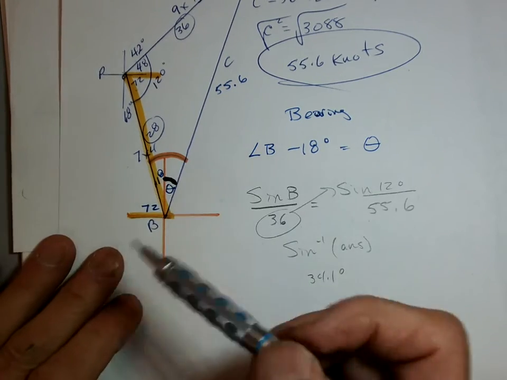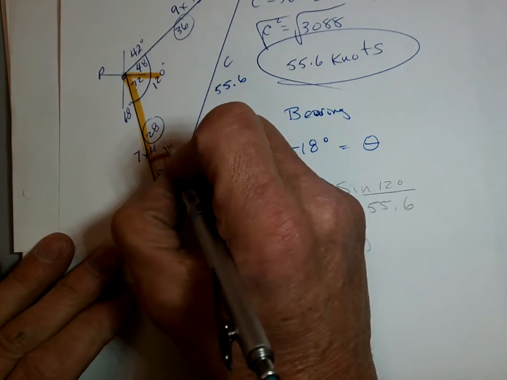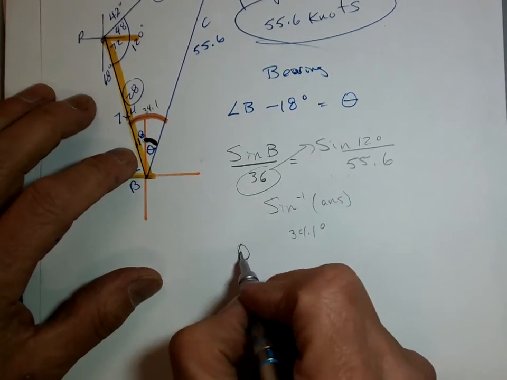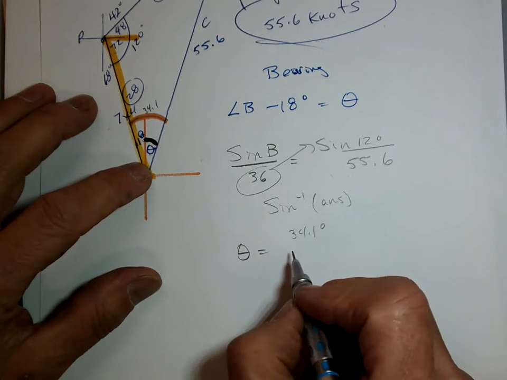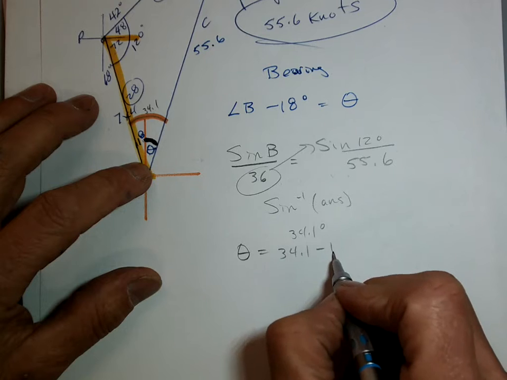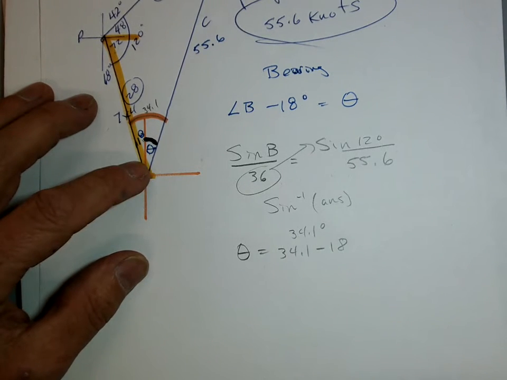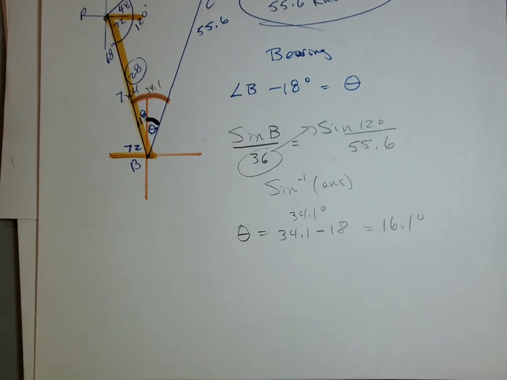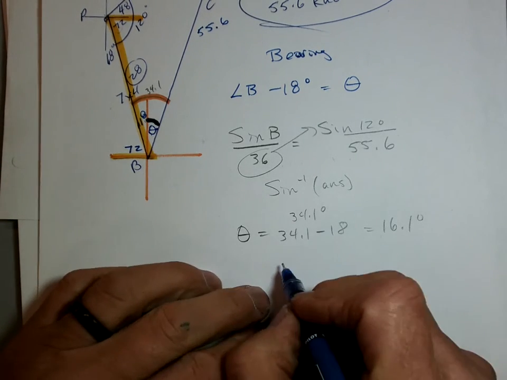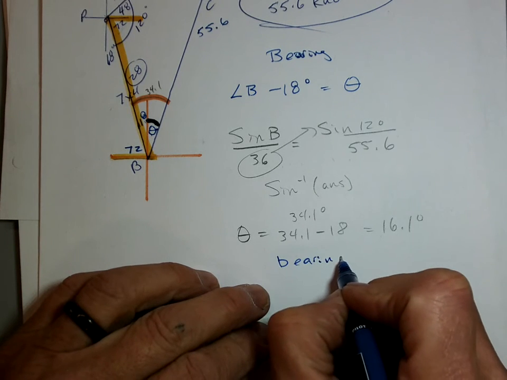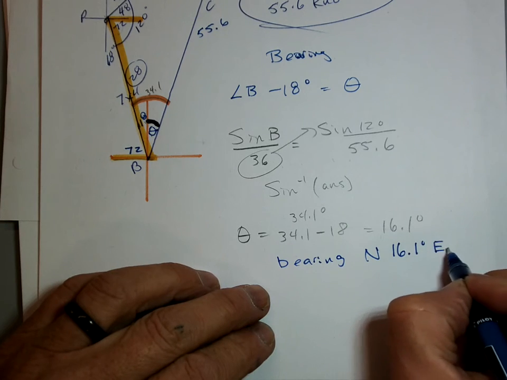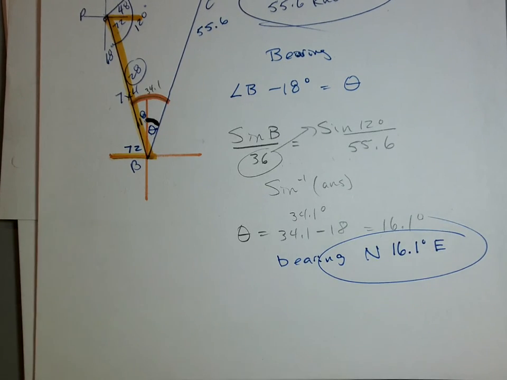Okay, now let's think about this, okay? The whole angle, this entire angle now is 34.1, okay? I want theta. So I'm going to take 18 away from it. So theta, that's that angle there, off of north, is 34.1 minus 18. So 34.1 minus 18, I get an answer of about 16.1 degrees. So, on my boat, I'm going to say, hey, Captain, here's your bearing. You go north and turn 16.1 degrees towards the east, and I'll be able to rescue ship A.